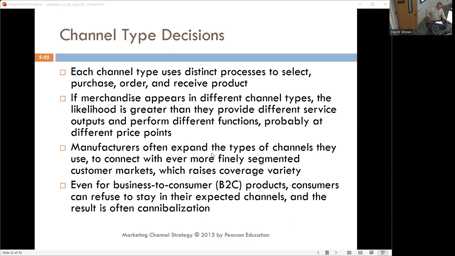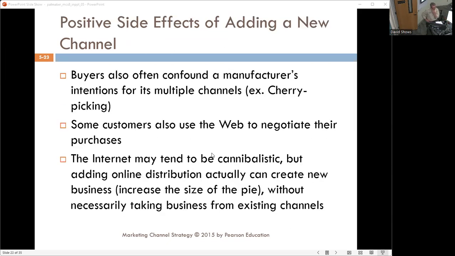Now, the positive side effects also have certain negative benefits in that consumers cherry pick. So what does cherry picking mean? It means exactly that. If you use the services of one channel and then you also use the services of another channel, the central focus of the issue with that is it's very difficult to trace equity.